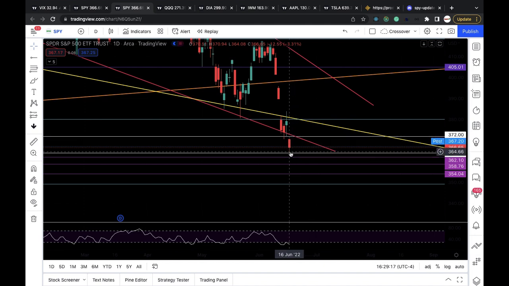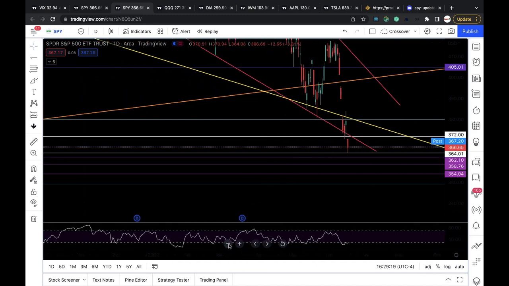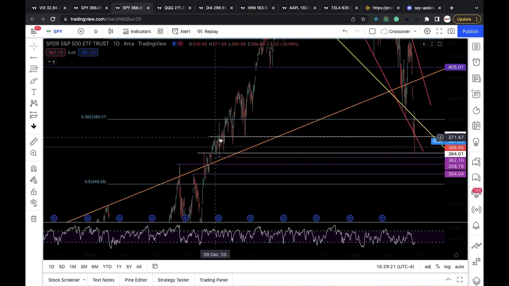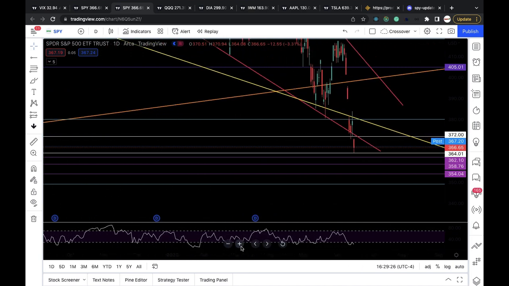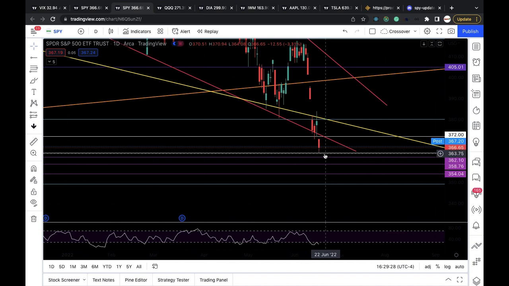All right, this 364 level held very well. That was also a previous resistance and support level that I was watching. It gave us a near perfect bounce. But if that level fails, I will be looking for puts.